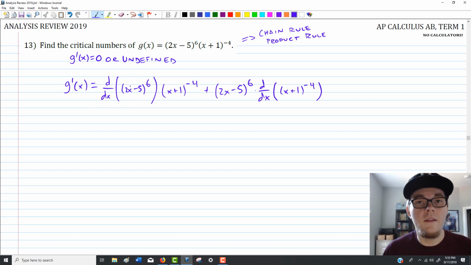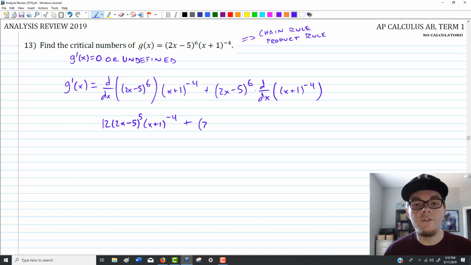So going to differentiate these things, remember what we can do is think about bringing down the power and then the derivative of the inside. So for instance, if I look at this first one, we're going to bring down a 6, and the derivative of the inside is 2. That means our coefficient for the first one is going to be 12, and it'll be 12 times (2x minus 5) to the 5th. Once again, of course, times (x plus 1) to the negative 4th.